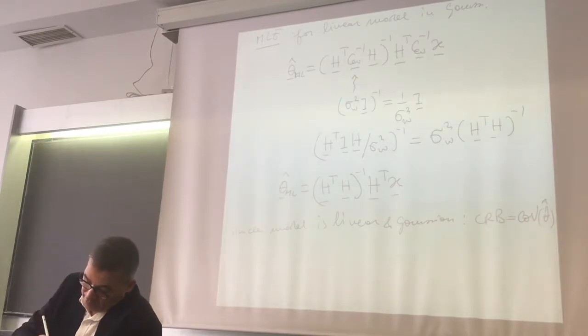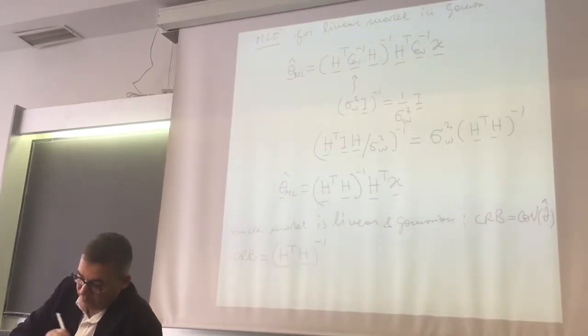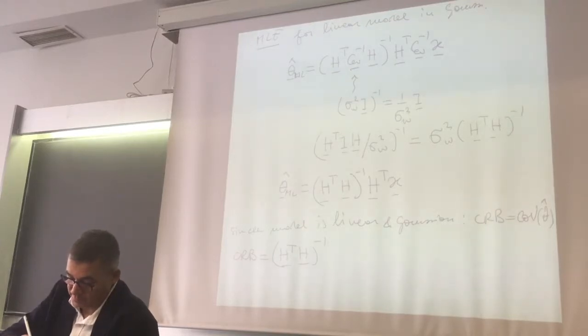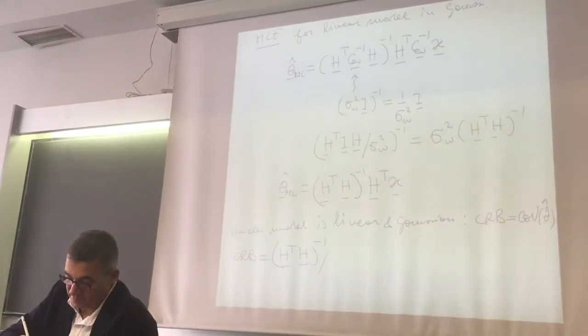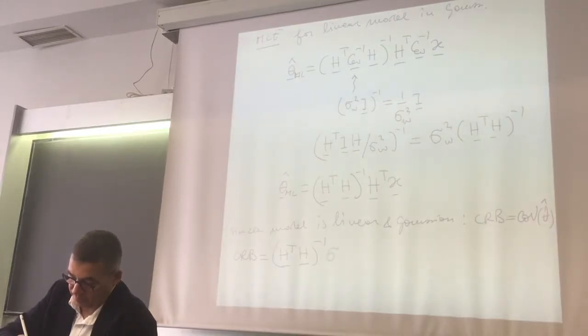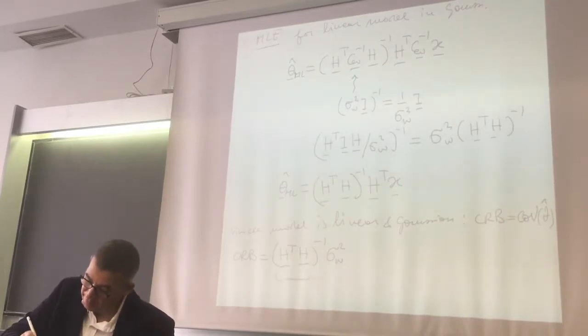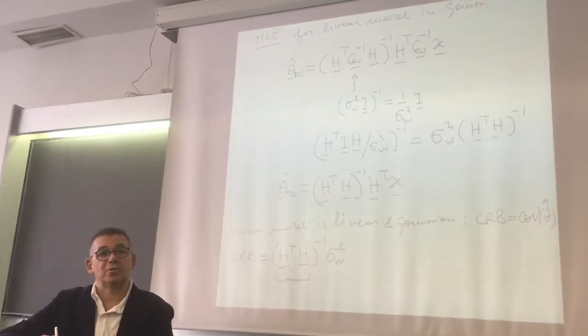Now, what is the Cramer-Rao bound? In this case, the Cramer-Rao bound is H transpose H to the minus 1, multiplied by CW, which is here, sigma squared. So this part is something that I need to calculate anyway.